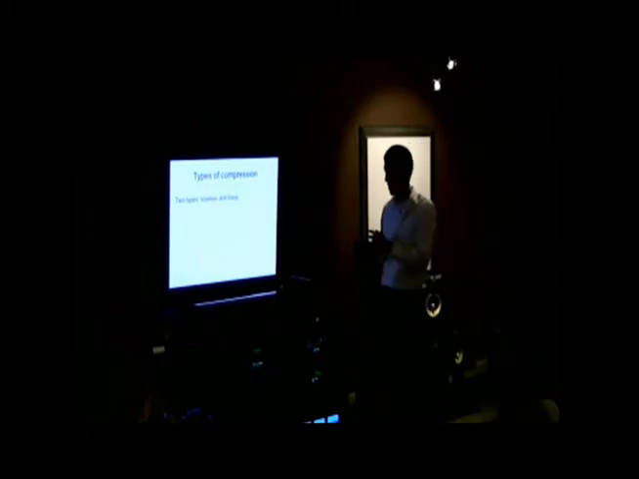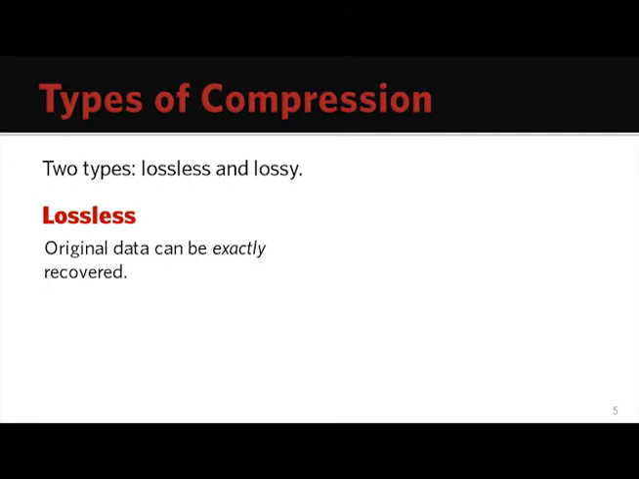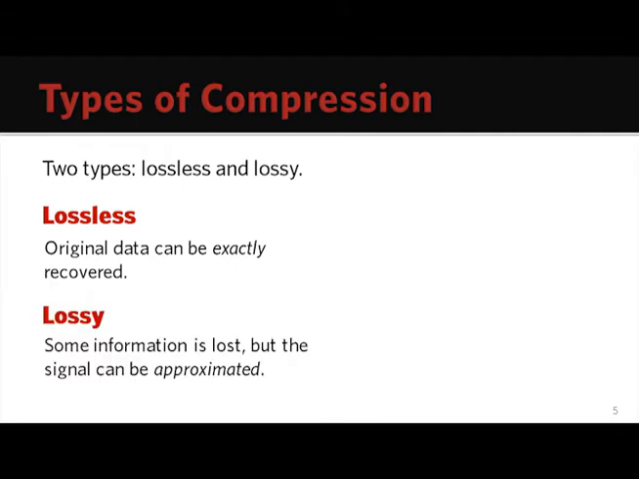So there are two compression types. There's lossless and lossy, and you can probably guess what those mean. With lossless, the original data, the original computer file can be exactly recovered, bit for bit, every 1 and 0 you can get back. With lossy compression, you are actually losing information, and you can never get that information back, but you can approximate the signal. It can be good enough is the whole name of the game, essentially.